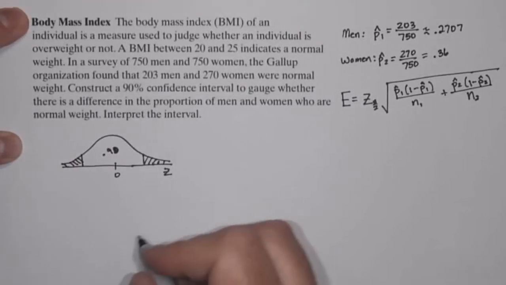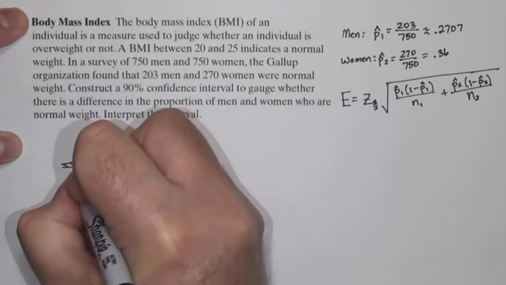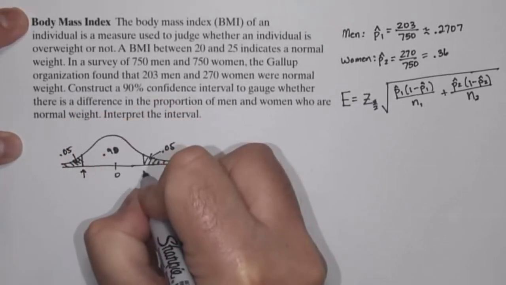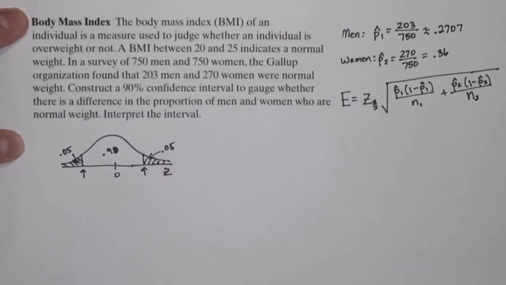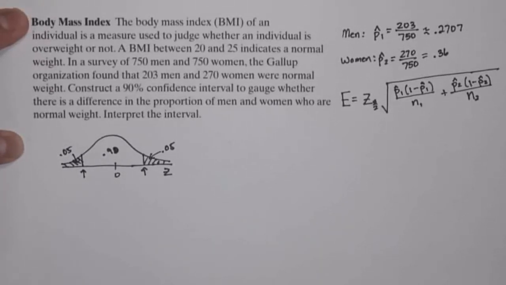So 0.10 divided by 2 is going to be 0.05. So the area here is 0.05 and the area here is 0.05. I'm going to need to determine those two critical values. Those two critical values will be the same value other than one will be negative and the other will be positive. So how can I determine what those critical values are?